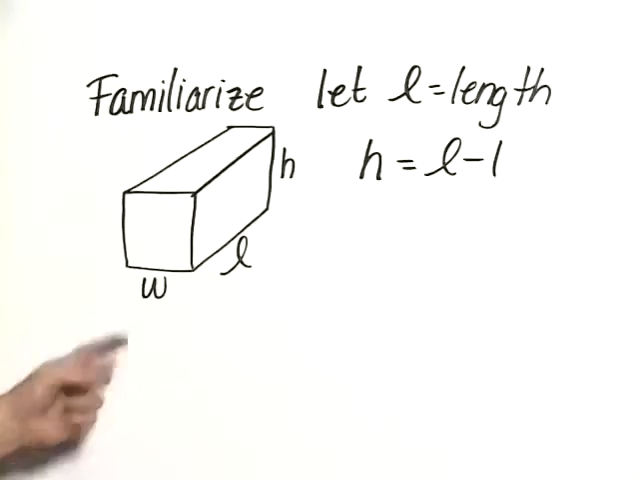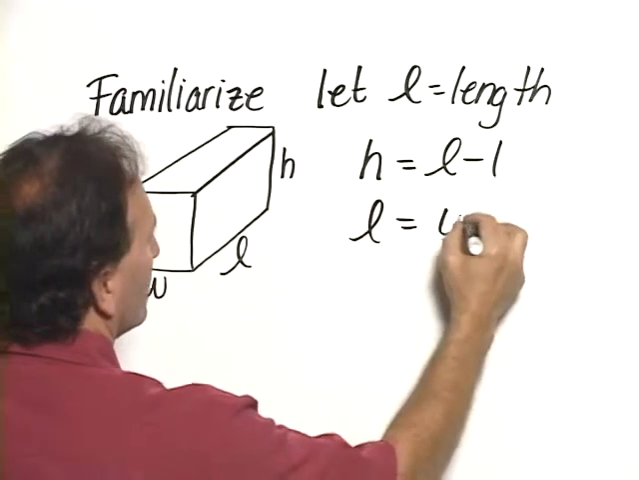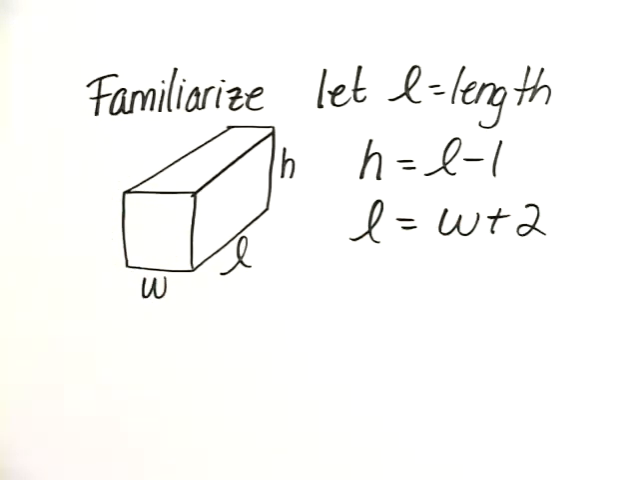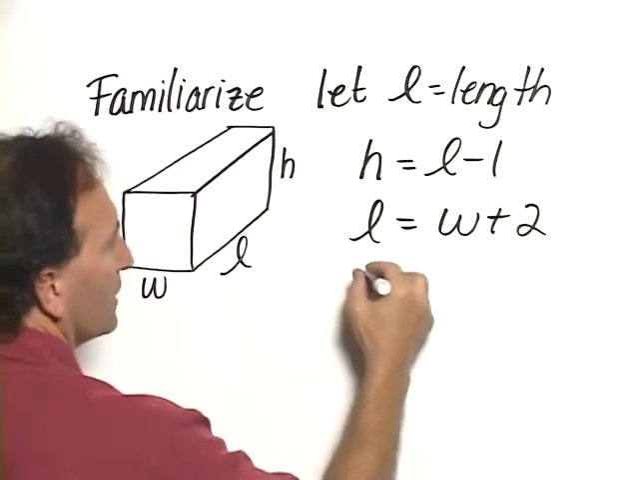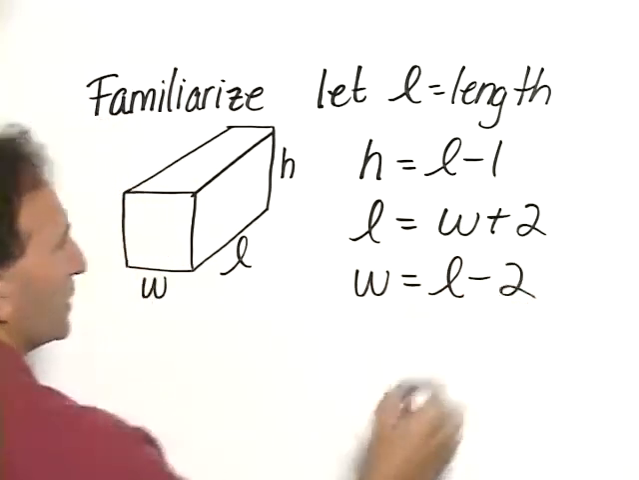We're told that the length is 2 more than the width. So L equals 2 more than the width. However, what we're interested in really knowing is what is W. So W would be equal to L minus 2.